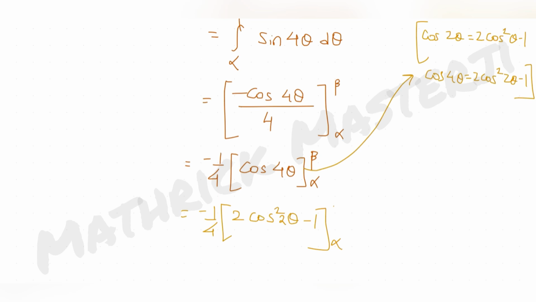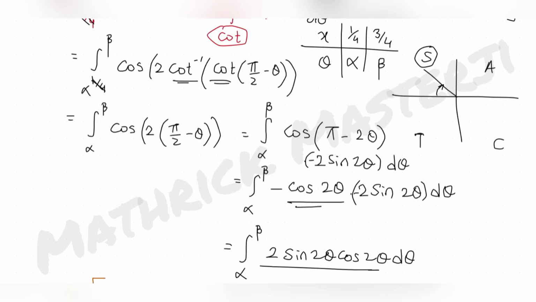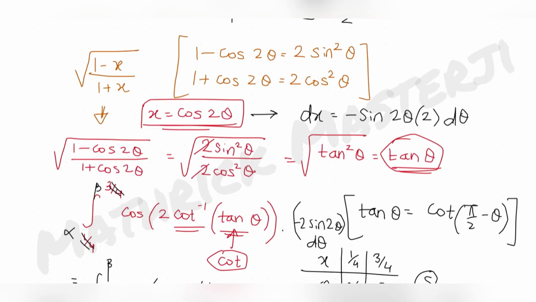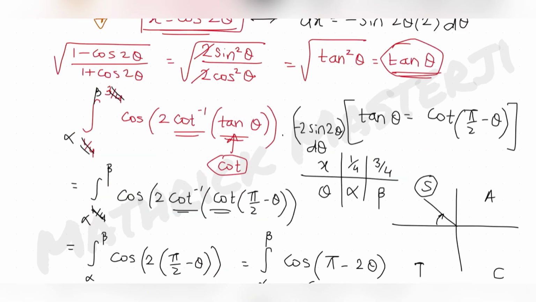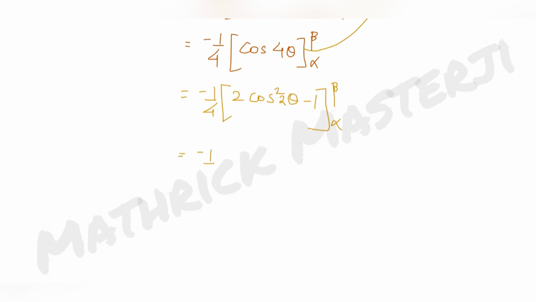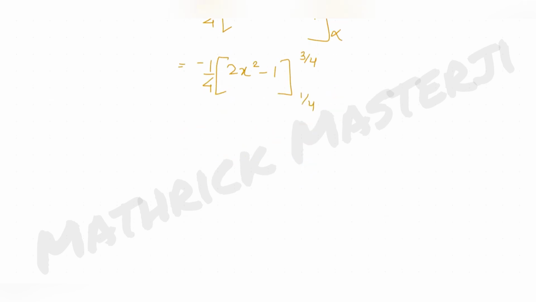Now once I have cos 4 theta written as 2 cos square 2 theta minus 1, and we have already put cos 2 theta as x, if I'm resubstituting, I'll get my limits of x back. So minus 1 over 4, I get 2x squared minus 1. Alpha and beta will now change to 1 over 4 and 3 over 4. So let's just solve it and evaluate and get the answer for this. So minus 1 over 4, 2 times 3 over 4 square, which is 9 over 16, minus 1, minus 2 times 1 over 4 square, so 1 over 16, minus 1.